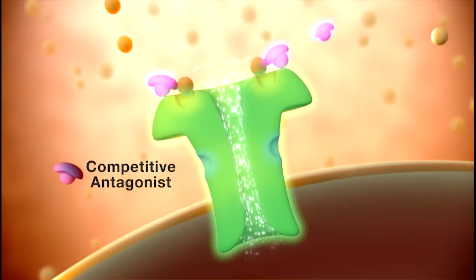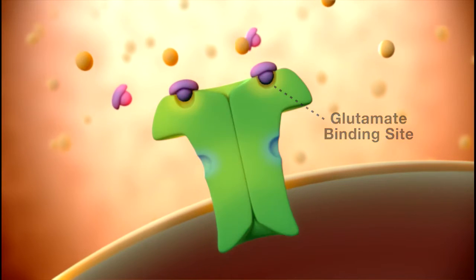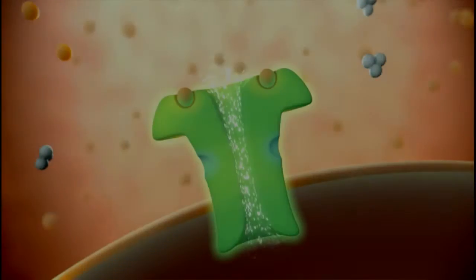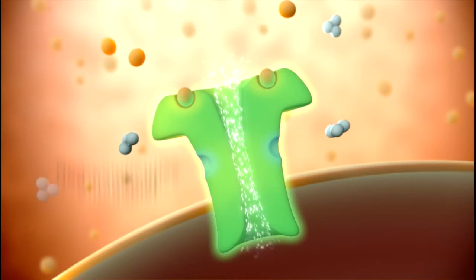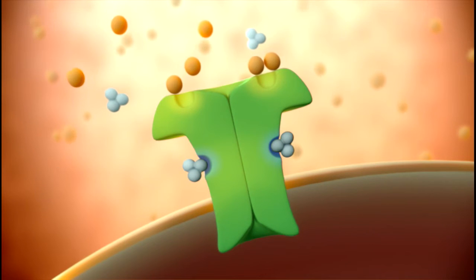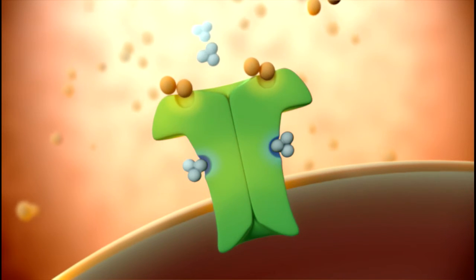A competitive antagonist binds to the glutamate binding site and prevents glutamate from binding, thus preventing receptor activation. However, a non-competitive antagonist binds to another site on the receptor. This binding still allows glutamate to bind, but receptor activation is prevented.